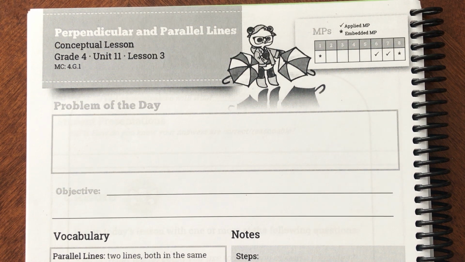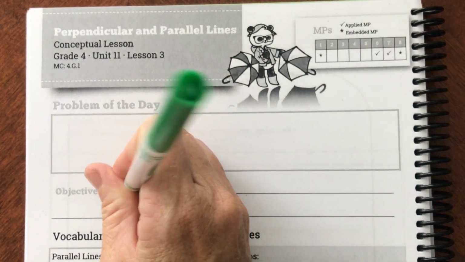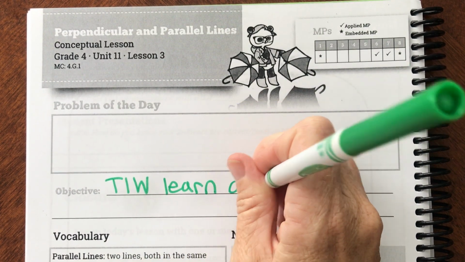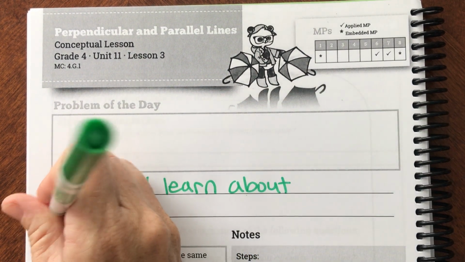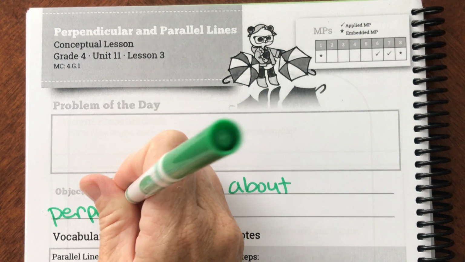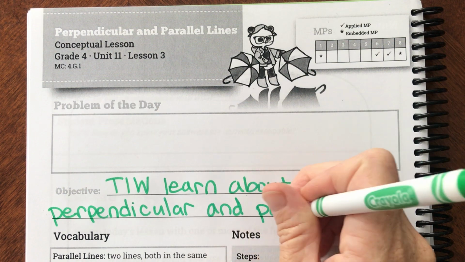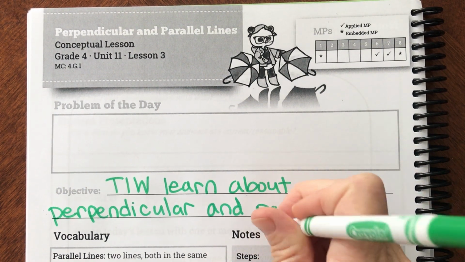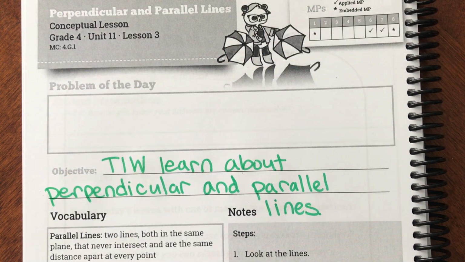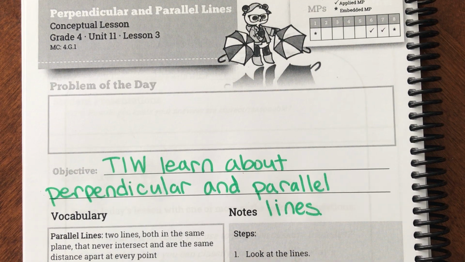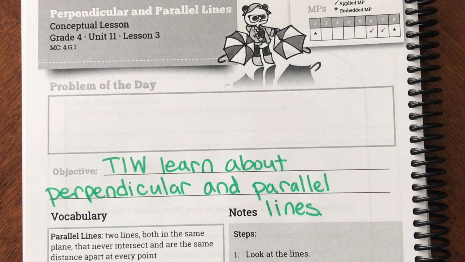And our goal, or our objective today, is: today I will learn about perpendicular and parallel lines. Okay, so the way I say this is perpendicular and parallel lines. So that's going to be our goal today, that we're going to understand what those words mean, and we're going to understand the symbol or the math notation for them.